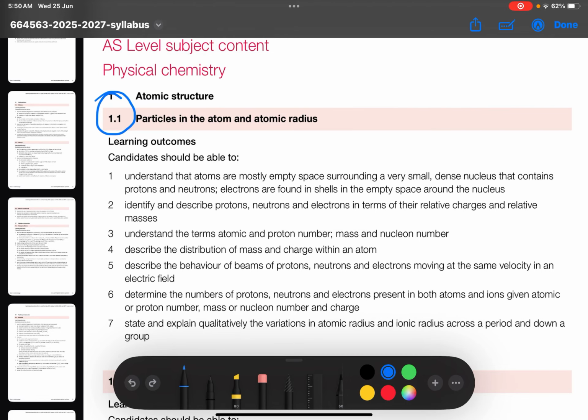Let's begin. We're starting off quite easy. Most of this content you would have studied in your previous classes, especially IGCSE chemistry, if you've given that. So let's begin with point number one. It's talking about how in an atom most of the mass is concentrated in the center, with electrons orbiting far around it. Most of this space is quite empty.